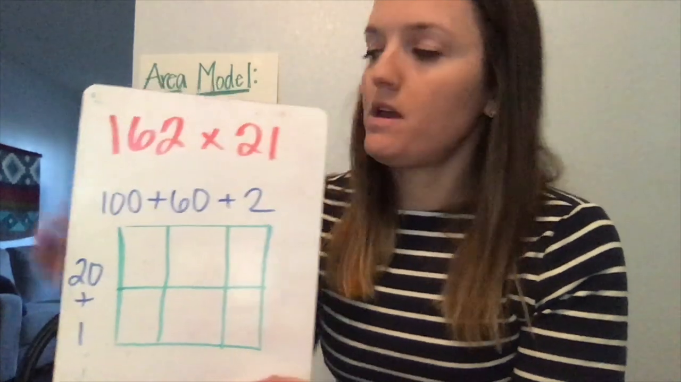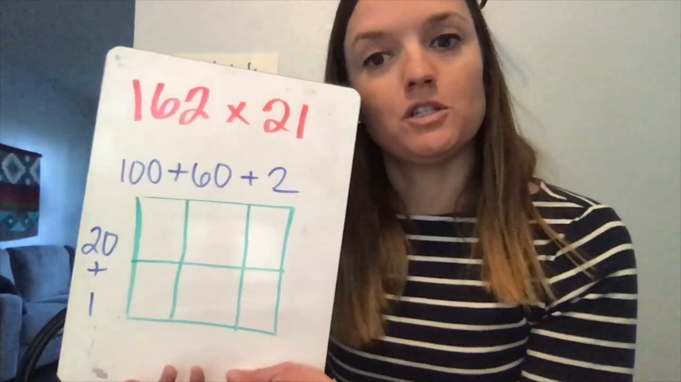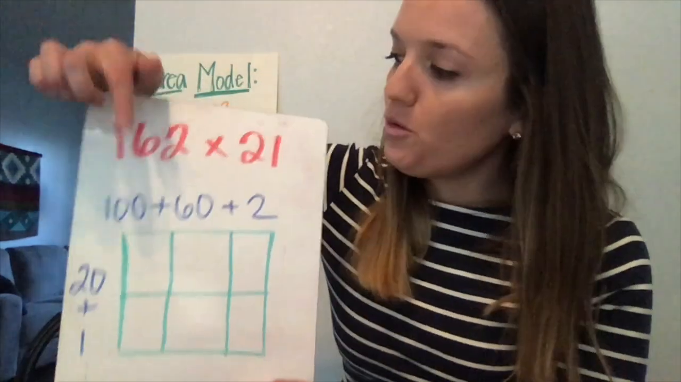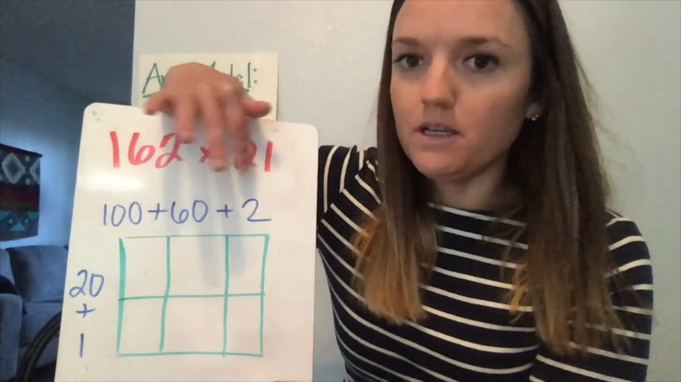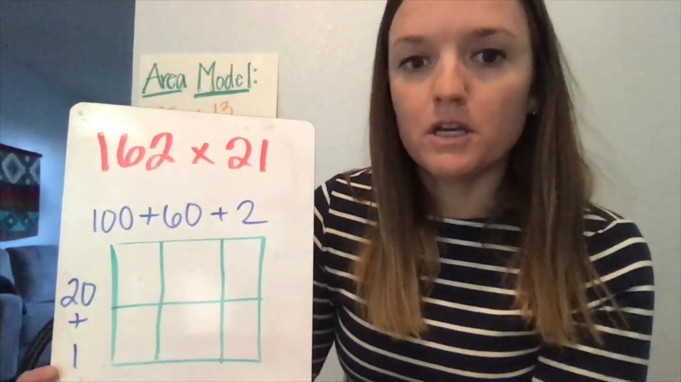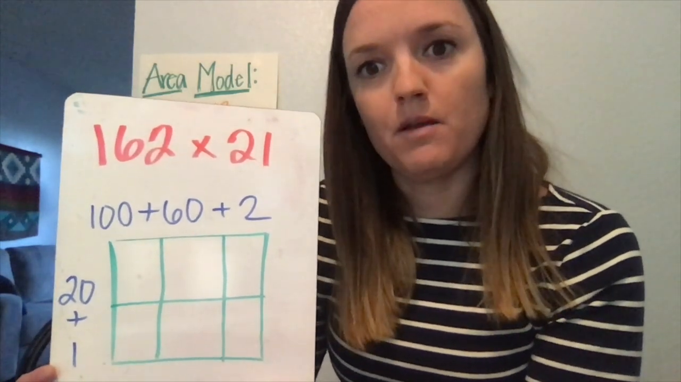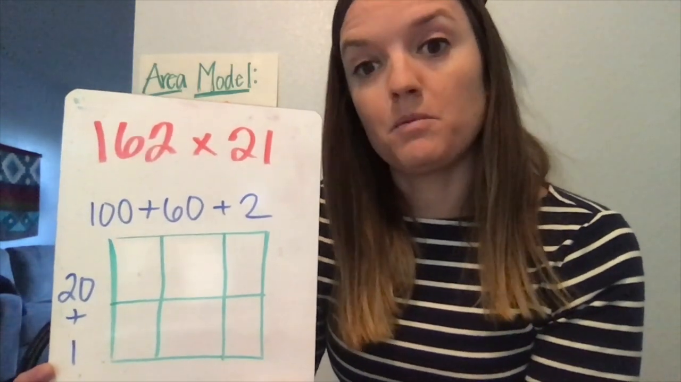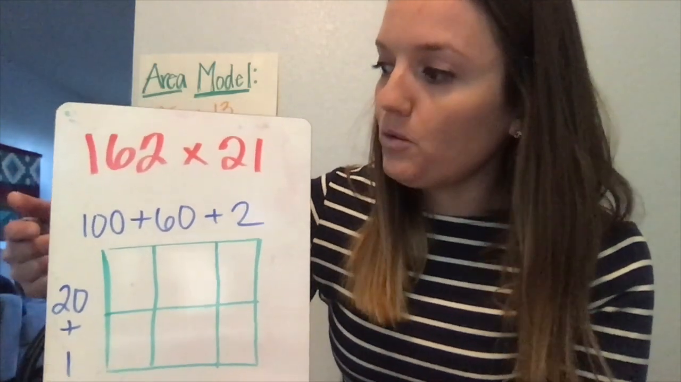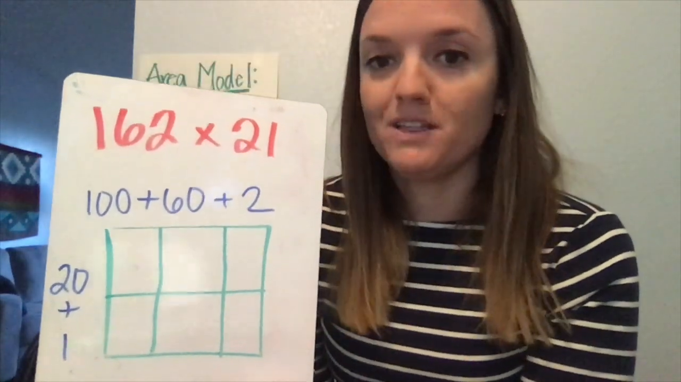If we're multiplying a 3-digit by a 2-digit, we're still going to break it up just like normal in its place value. So 162 would be 100 plus 60 plus 2, and then our 21 would be 20 plus 1. Yes, there are a few more boxes, but you're still able to break apart these numbers into smaller or easier numbers with the power of 10, and we can easily multiply these and then add them all together.